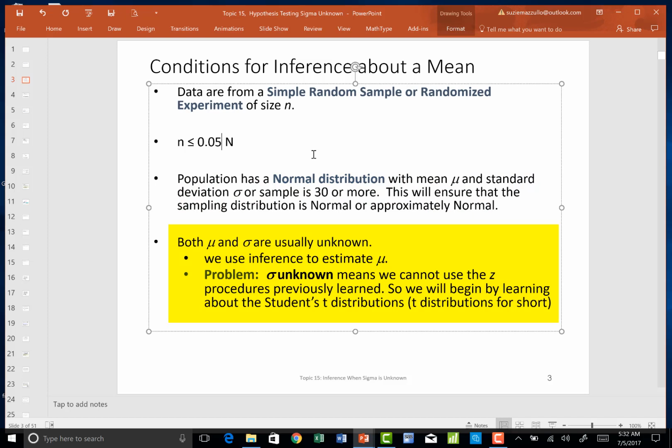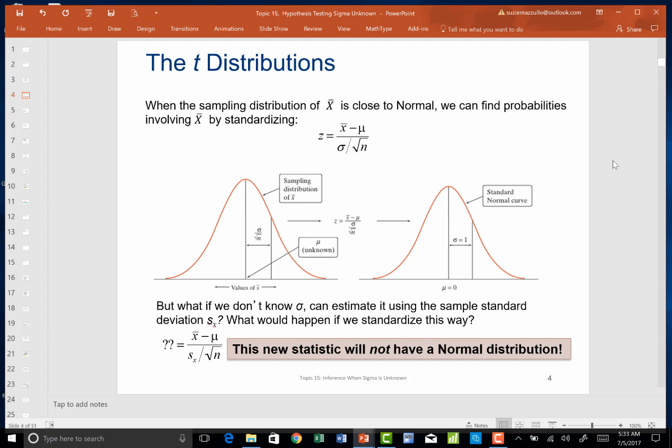Both the mean and standard deviation are unknown for the population, so we use inference to estimate the mean, mu. But the problem here is sigma is unknown. And that means we can't use our Z procedures that we've previously learned. So now we're going to talk about something called the student's t-distributions, or t-distributions for short, that will help us to do these inferences, and why. So first, let's just talk about t-distributions and why they're so important when we don't know what sigma is.